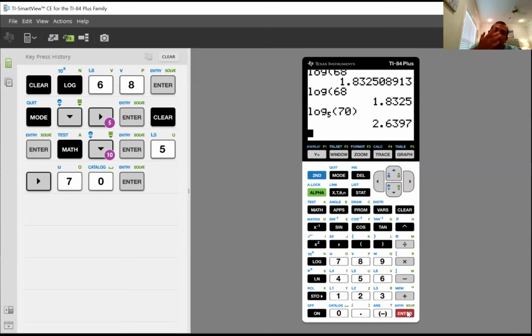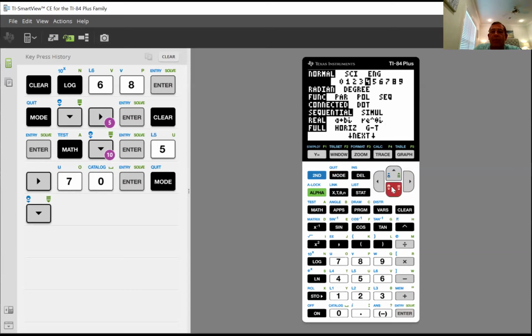Now here's the thing. When you get out of this homework, put that back on float by going to your mode and putting it back on float and enter. That way it won't mess up stuff in the future, okay? But if you want it to help you round it, put it on 4 for now, do your homework, and then you can switch it back.